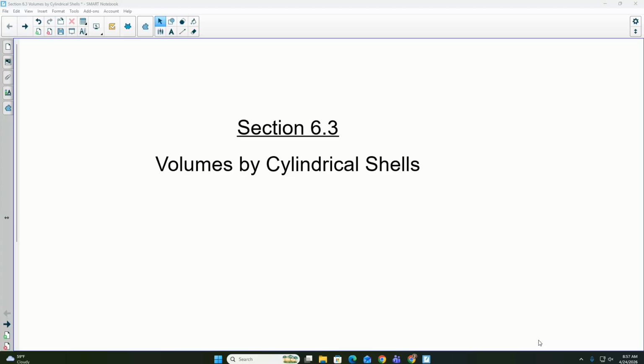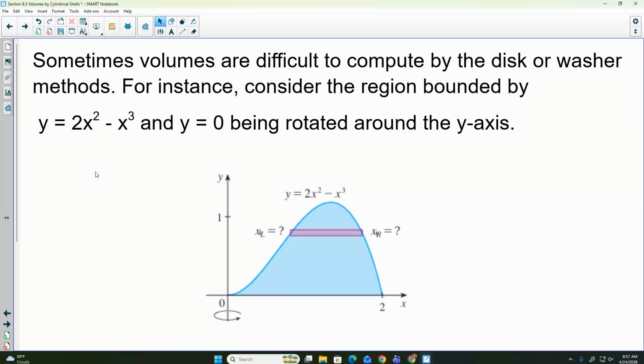On the test or quiz, this one is not my biggest emphasis, it's kind of the last little piece. So I would probably put a question on the quiz and say, do this one by shells. The others, I would just say, find the volume. So you use whatever method is necessary. So this option can help on some of those more difficult questions.